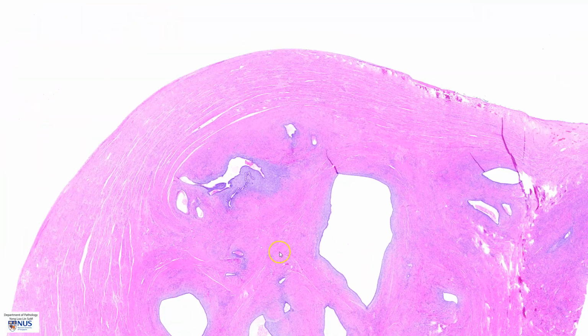And usually these foci of adenomyosis should be at least one low power field or 4 times objective field deep to the endomyometrial junction. This is a benign non-neoplastic process.